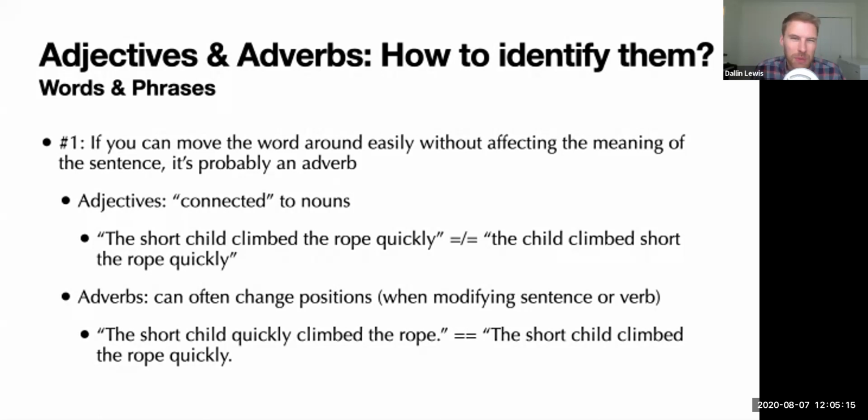Now, adjectives and adverbs can be very similar, so you might be wondering how you identify which is which. Here are some tips. Number one, if you can move the word around easily without affecting the meaning of the sentence, then it's probably an adverb. Because adjectives modify nouns, they have to stay pretty close to the noun that they're modifying. You could not move short in that sentence and keep the same meaning. Adverbs, on the other hand, generally have more freedom. You could put quickly at the beginning or the end of the predicate, and you're still in pretty good shape.